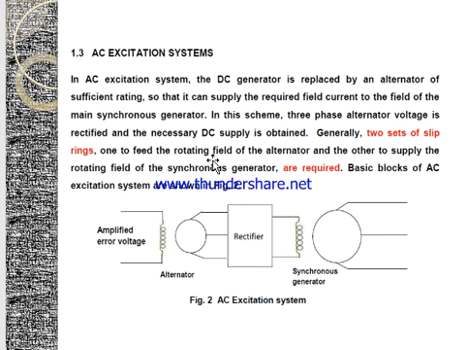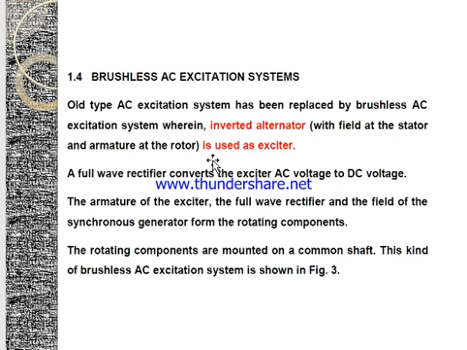Next, let us see the AC excitation system, in which the DC generator is replaced by an alternator of sufficient rating so that it can supply the required field current to the field of the main synchronous generator. In this scheme, a three-phase alternator voltage is rectified and the necessary DC supply is obtained. Generally, two sets of slip rings are required here, one to feed the rotating field of the alternator and the other to supply the rotating field of the synchronous generator. So this is the excitation system block diagram.